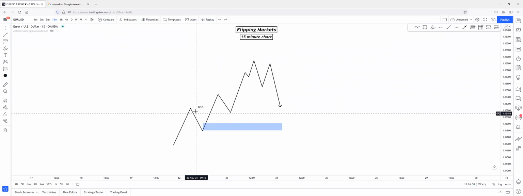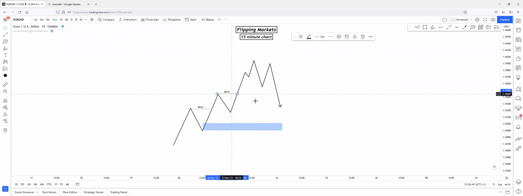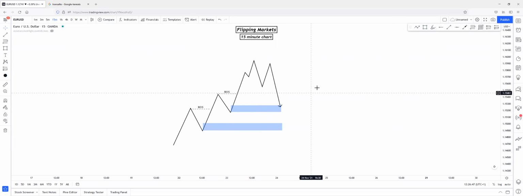As you can see, price created another break of structure here on the upside. And let's say this also created an inefficient move. Okay, we have the second demand zone right here. After that, price created a little structure, a little pullback, and reached its high. After the high, it changed character to the downside here.